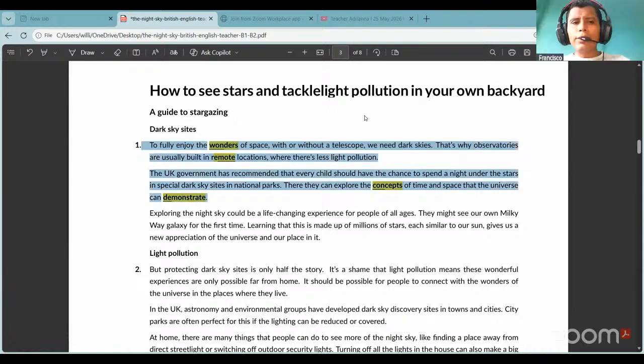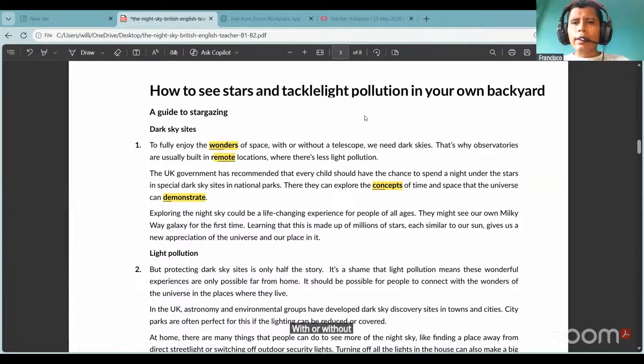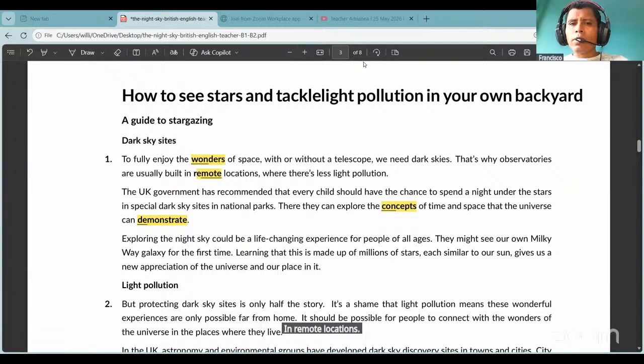To fully enjoy wonders of space, with or without a telescope, we need dark skies. That's why observatories are usually built in remote locations where there's less light pollution.